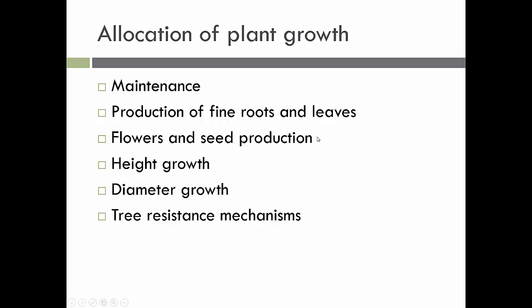Then we're going to want to produce flowers and seeds. Finally, we're moving into height. So we allocate growth to height before we allocate to diameter. And that's going to be important. Before we grow wider, we're growing taller. And then finally, we allocate to tree resistance mechanisms. That's fighting off insects, fighting off diseases. And this one can kind of move around based on what's going on.